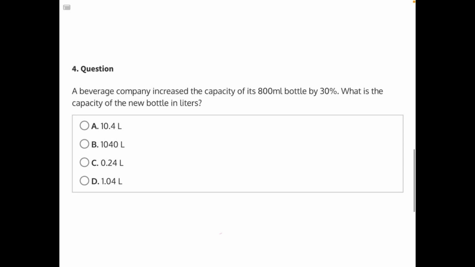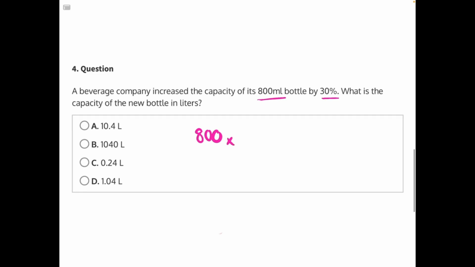A beverage company increased the capacity of its 800 milliliter bottle by 30%. What is the capacity of the new bottle in liters? So first, let's start by finding what is 30% of 800 milliliters? What does this increase look like?